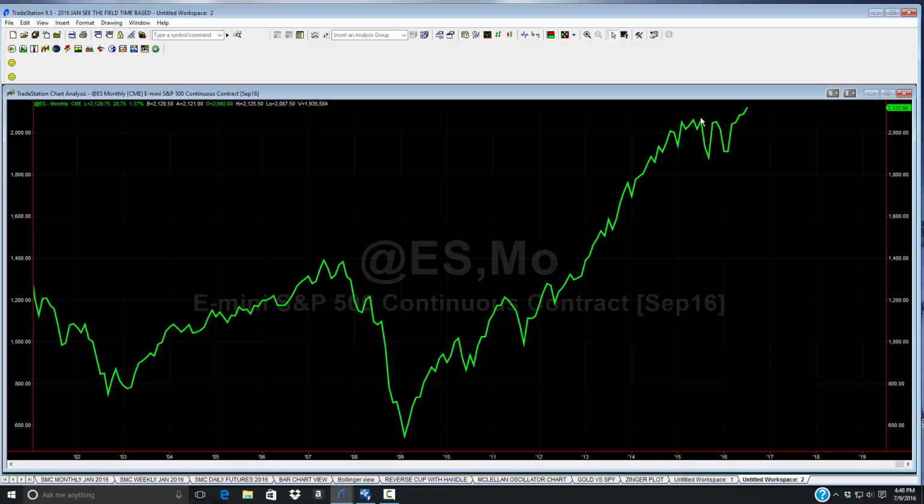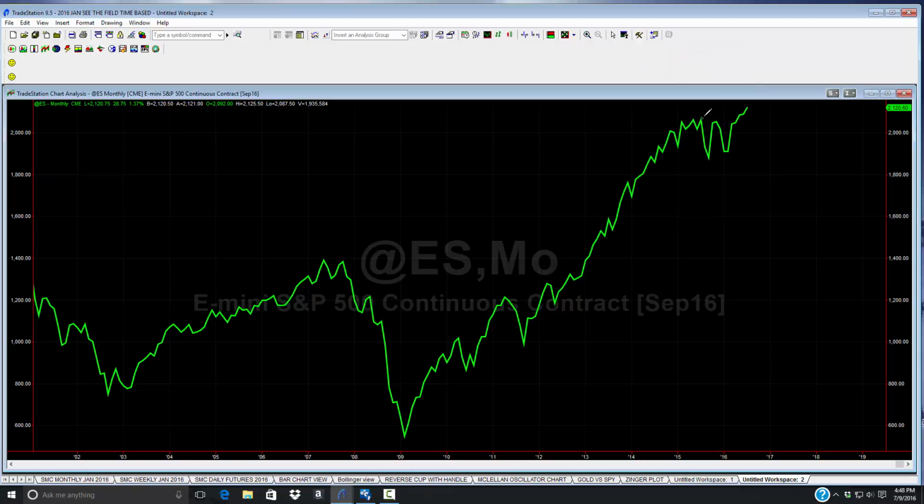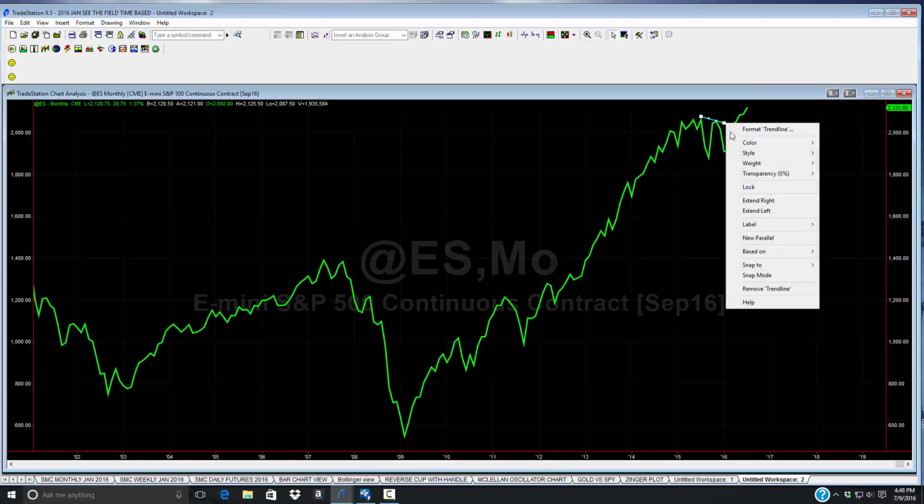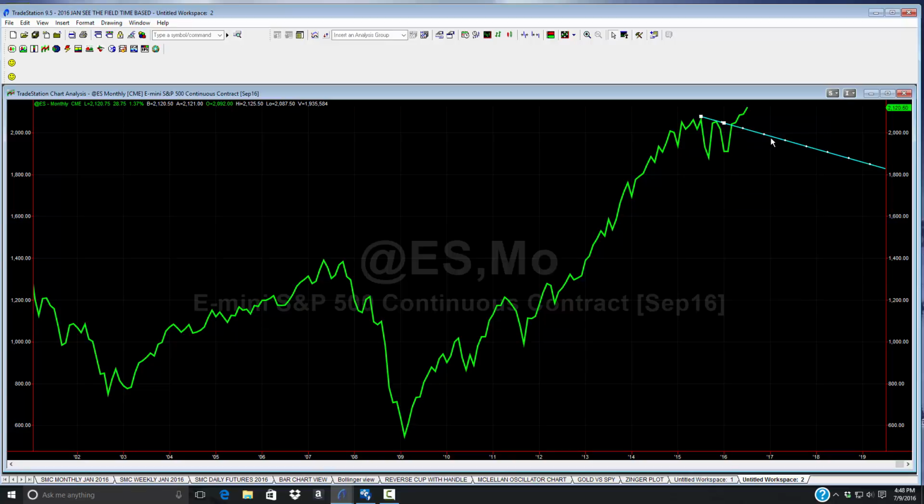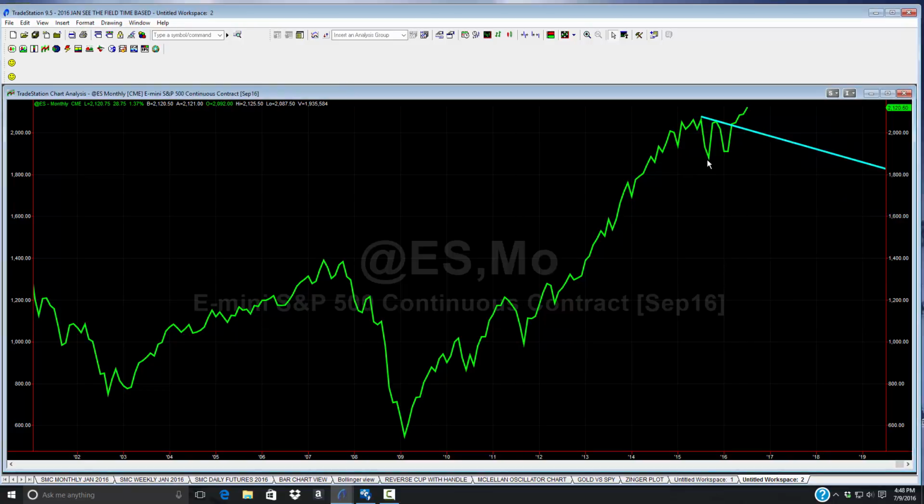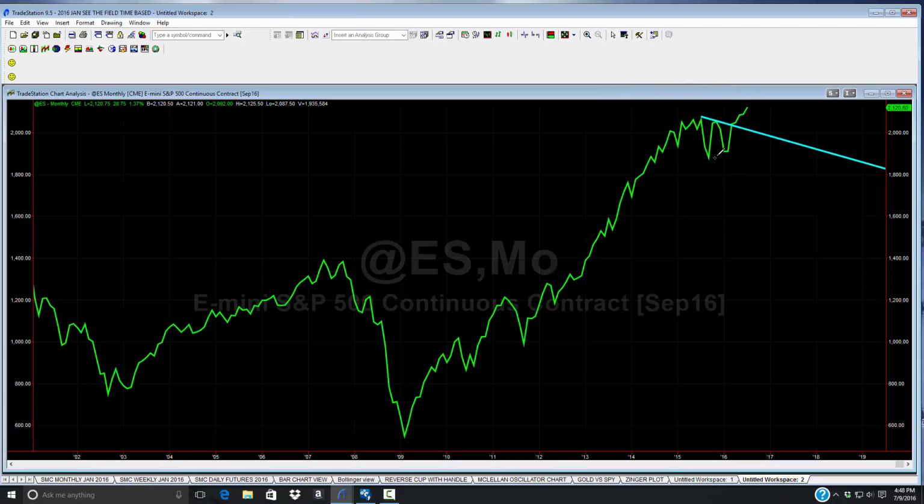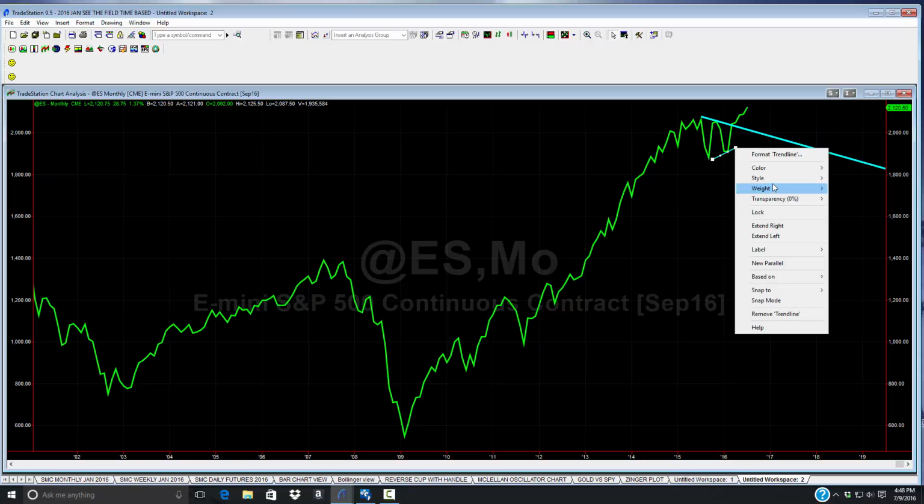We would have drawn it from here, and I'll draw the trend line. This would have been the peak. And we extend to the right. Let me make it heavy for everybody to see. And then we draw a trend line, and we extend to the right.